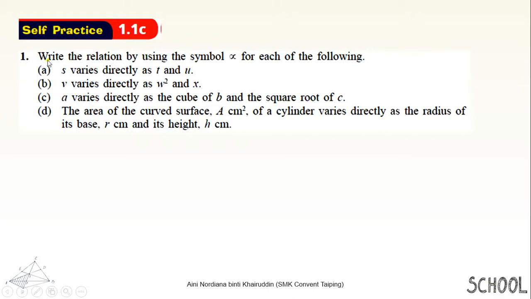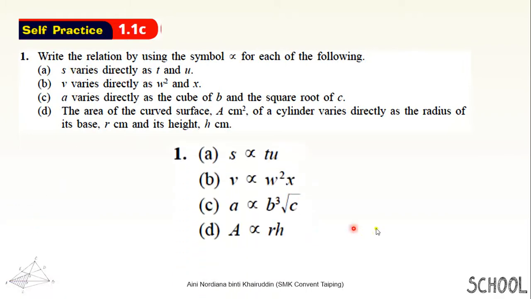Number 1, write the relation by using the symbol varies directly for each of the following. S varies directly as T and U. V varies directly as W square and X. So this is the answer for B.